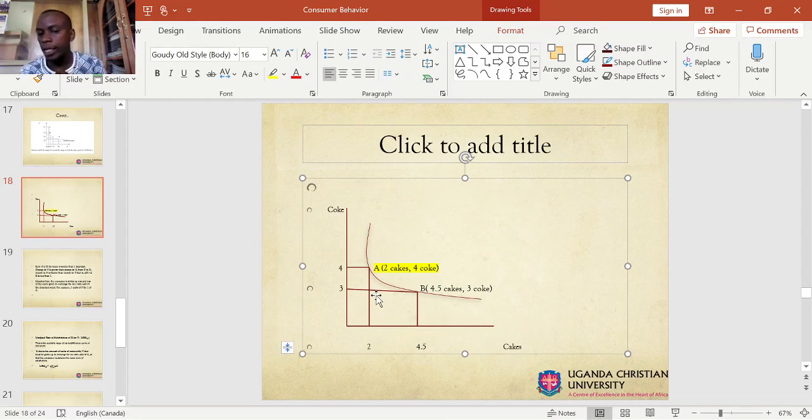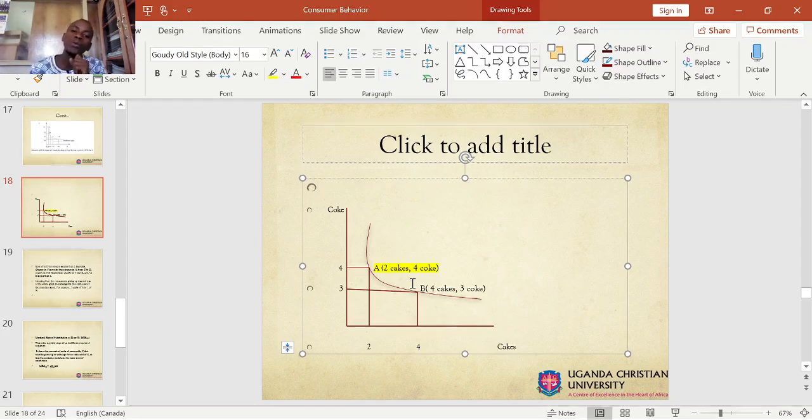So we are saying under the indifference curve that each of these points offers the same level of satisfaction. Together, bundle A and bundle B will offer a consumer the same level of satisfaction. However, if you look at them clearly, you'll find that one has more cakes and the other one has more Coke, almost sodas. Let's make this to be 4.